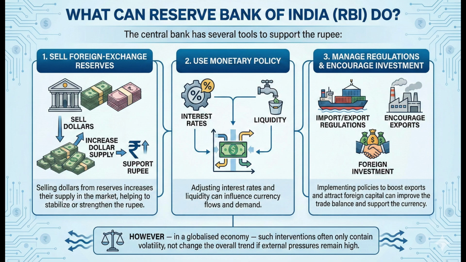What can the Reserve Bank of India do? The central bank has several tools to support the rupee. Sell foreign exchange, that is dollar reserves. Increase dollar supply, support the rupee. Use monetary policy, interest rates, and liquidity to regulate currency flows. Manage import-export regulations, encourage exports and foreign investments. However, in a globalized economy, such interventions often only contain volatility, not change the overall trend if external pressures remain high.